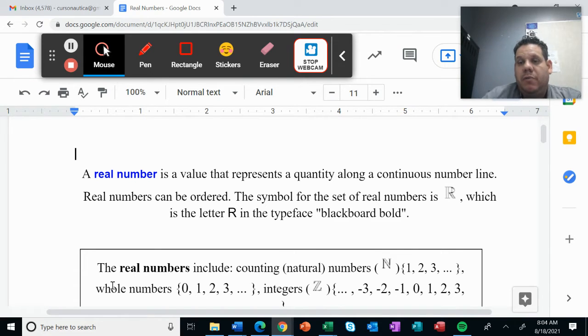Whole numbers are the same numbers, but including the zero. And the integer numbers, this is again this bold Z, now we can add to those all the numbers that are negative.